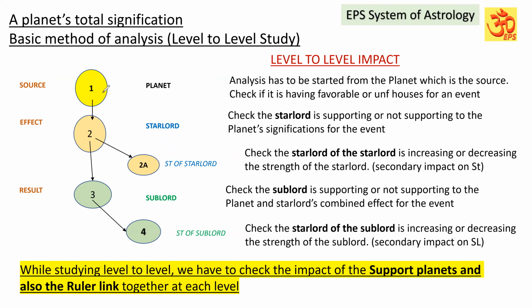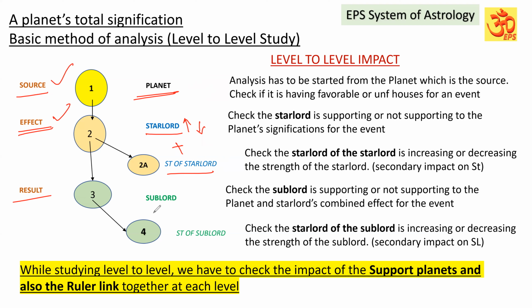So what we have to do, we have to check the source planet, favorable or unfavorable, and check the effect, that is the star lord, and combinedly we have to study the star lord of the star lord. What significations overall the star lord is getting, that is being experienced by the planet. So check whether the star lord of the star lord is increasing or decreasing the strength of the star lord. Next comes the result. The source is getting the effect from the star lord and its star lord of the star lord.